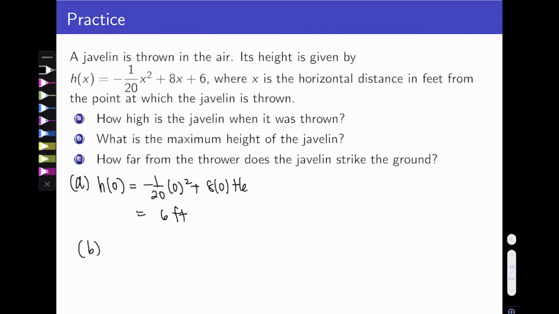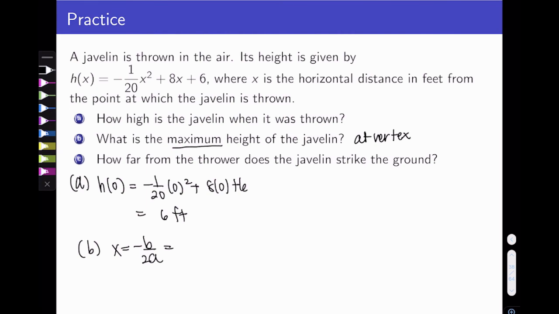We want to know what is the maximum height of the javelin. That's going to occur at the vertex. The maximum or minimum occurs at the vertex of the parabola. So if you ever have a quadratic and you're asked to find the maximum or minimum in the application problem in the context, you want to find the vertex. And so the vertex formula is x equals negative b over 2a.